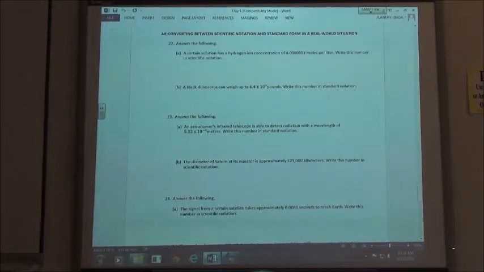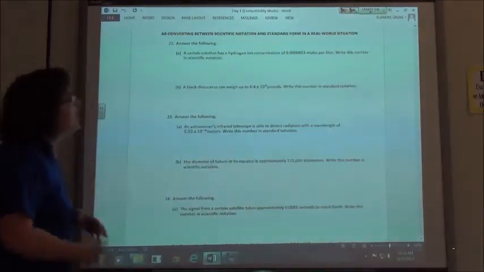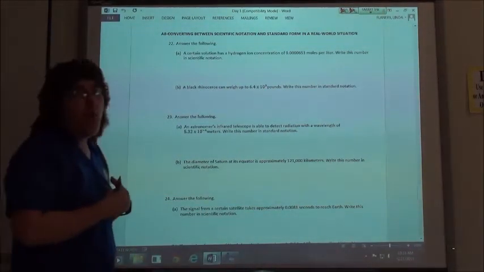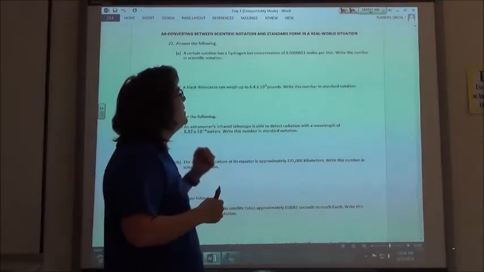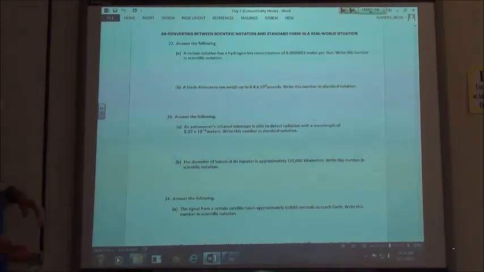The next ones are working with scientific notation. Scientific notation is a way to write a long number in standard form in a shorter form by making a value that's between 1 and 10 or -1 and -10 times a power of 10.